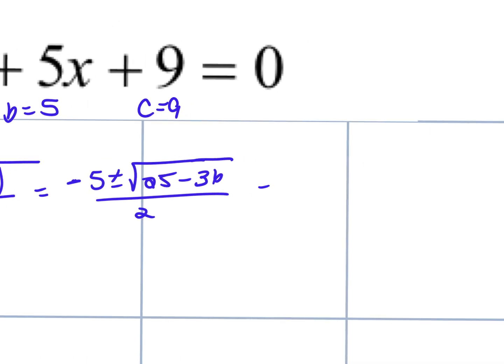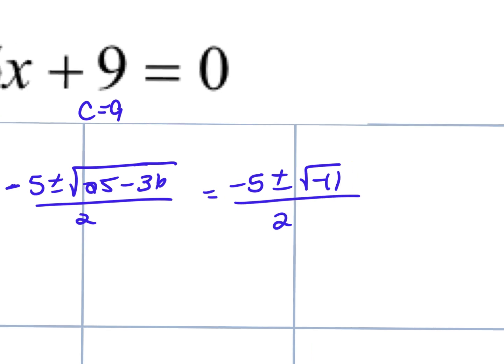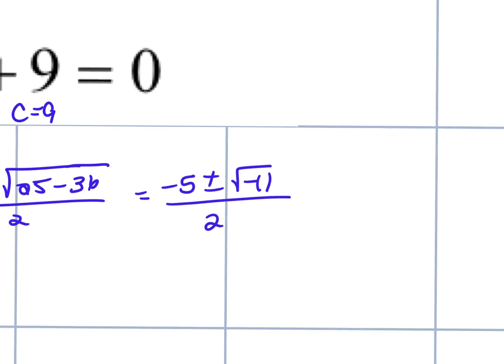Keep simplifying. We have negative 5 plus or minus 25 minus 36 is going to give me negative 11. You guys notice, look, there's a negative underneath. What do we need to remember about that? The square root of negative 1 is i. So when I look at negative 11, this is really negative 1 times 11. There's no perfect squares hidden in 11, but I can factor out that i.